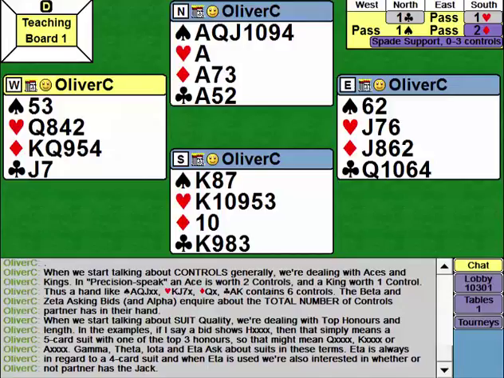So if you see an example where I show that a bid shows two top honours and a four card suit, then that could be Ace King XX or King Queen XX or Ace Queen XX. But what it can't be is Ace to five. If it says four, then it's four.